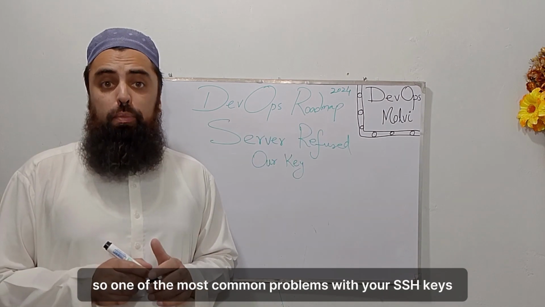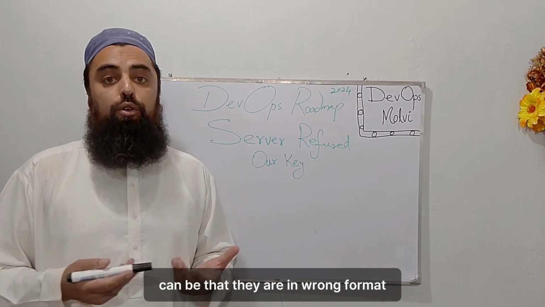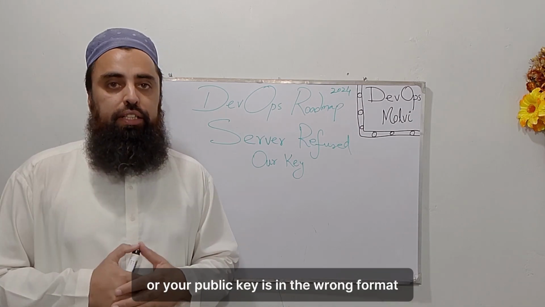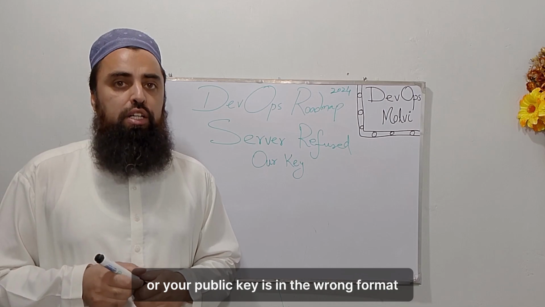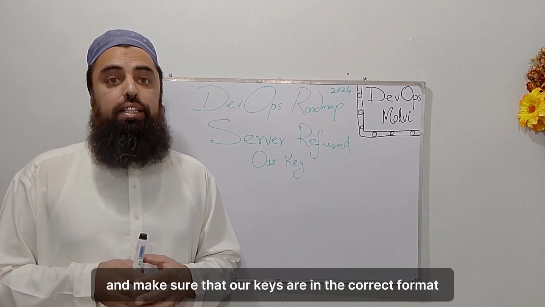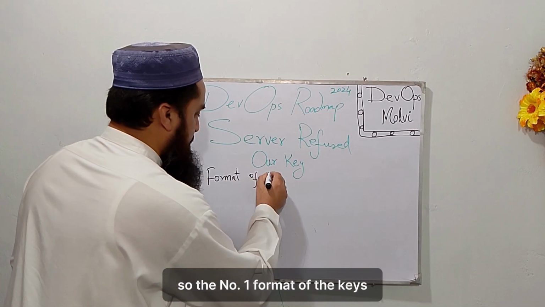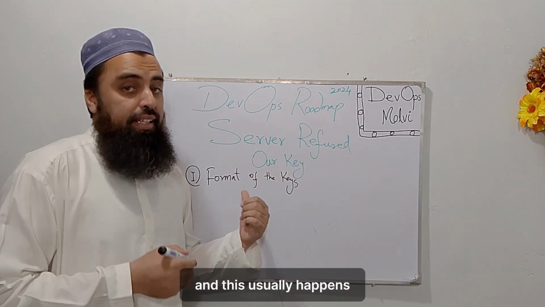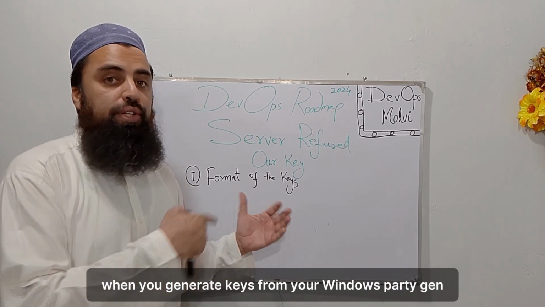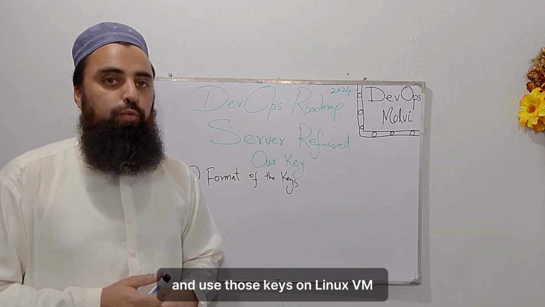One of the most common problems with your SSH keys can be that they are in the wrong format. Either your private key or your public key is in the wrong format. So we have to double check and make sure that our keys are in the correct format. So number one, format of the keys. And this usually happens when you generate keys from your Windows PuTTYgen and use those keys on a Linux VM.